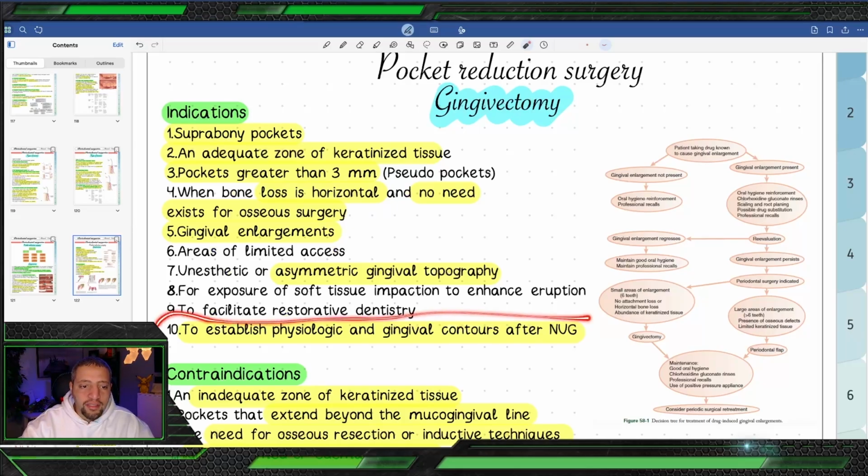So this is a weird indication for this surgery, but yes, it can be done for a patient after NUG, because when we discussed NUG, we said the interdental papilla will have sloughing and necrosis, and it will have a bad shape. So after the patient is controlled, we are going to do this.